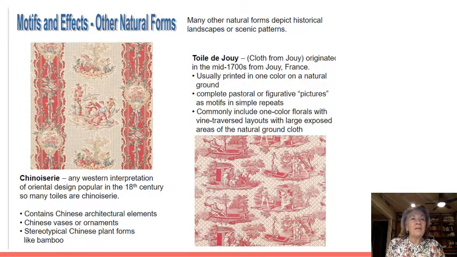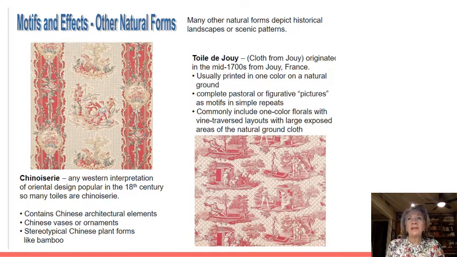Other natural forms that we have on the left, what's called chinoiserie. It's any Western interpretation of Oriental design, and those became popular in the 18th century. So many of our toiles, which we see on the right, are based on chinoiserie, which is kind of this Asian or Oriental interpretation that became very popular in the 18th century. These are going to contain architectural elements that are Chinese, perhaps Chinese vases or ornaments, and stereotypical Chinese plant forms such as bamboo.